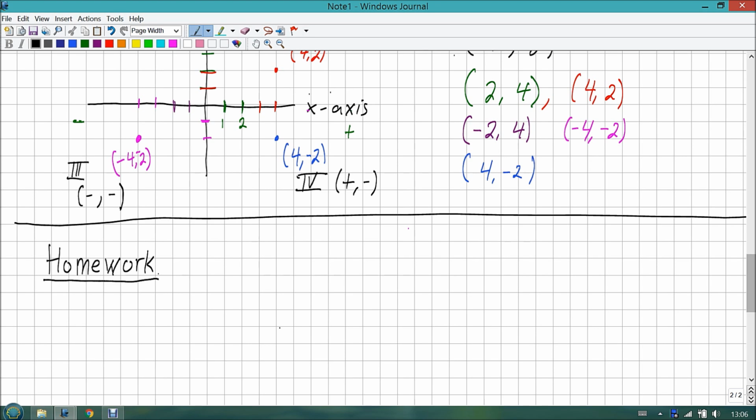And for this particular lesson, you will be doing the following problems. On homework, we will be doing section 4.2, which is on page 243, and we're going to be looking at numbers 1 through 27 odd. All right. Good luck and have fun.